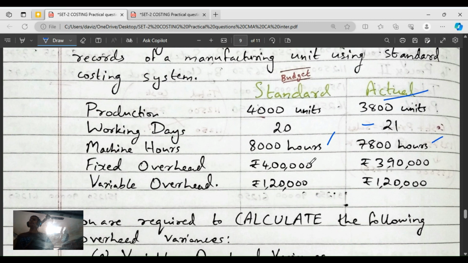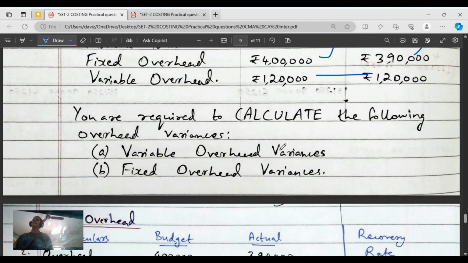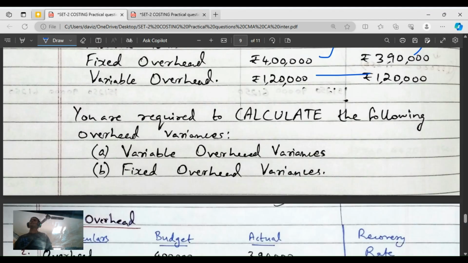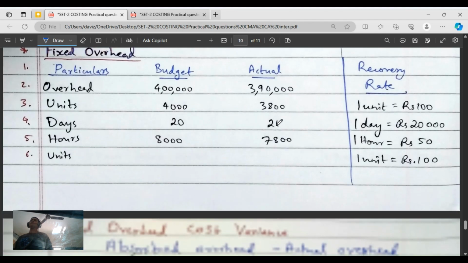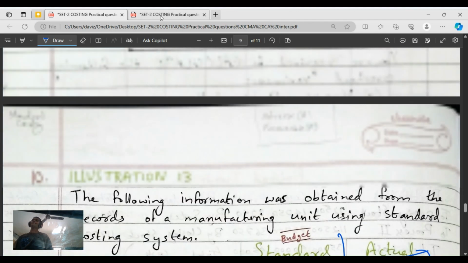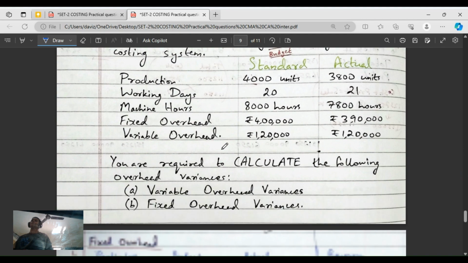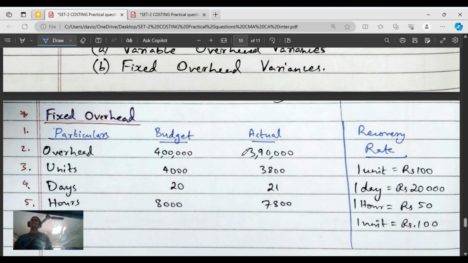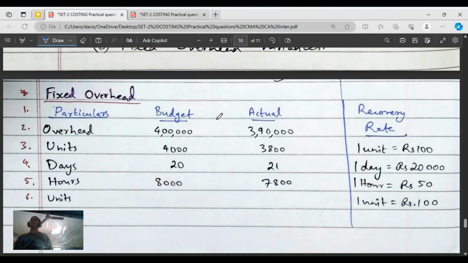Fixed overhead was 4 lakh standard. Actually 3 lakh 90,000. Variable overhead is 1 lakh 20,000 in the budget. So we have to calculate the variable overhead variance and fixed overhead variance. First, I can find the fixed overhead variance. Fixed overhead variance. Okay, I wrote it once again.